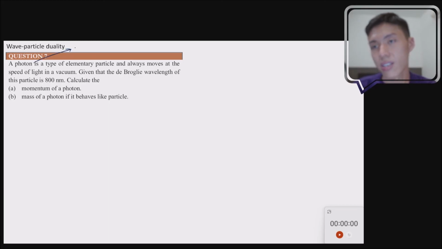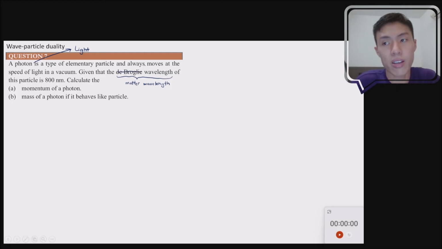Photon is a light. So for light, we are not going to call it de Broglie wavelength, because another name for de Broglie wavelength is matter wavelength. So only if something is matter will it have a de Broglie wavelength. Light is not matter, so it is not supposed to have a de Broglie wavelength. So we will just say it is given that the wavelength of this particle is 800 nanometer. Then now it makes more sense. Okay, so light, the momentum.